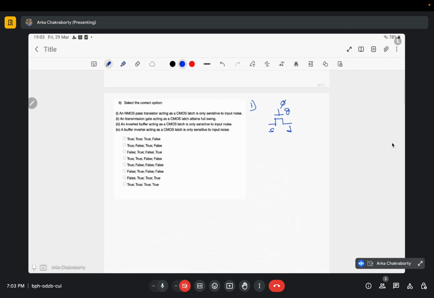If say the phi is 0, that is, it is in opaque state, it is storing the data, and we know the voltage here would be VDD minus VT because it's in pass transistor mode. And if there is a noise of minus VT or higher in the input, my VGS value would become greater than VT and this would start leaking, right? So my input noise will affect. So the first statement, that it is sensitive to input noise, is correct, but whether it is only sensitive to input noise, let us check it. So it is sensitive to input noise.